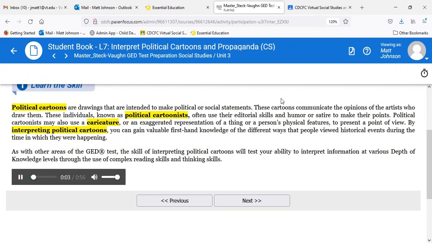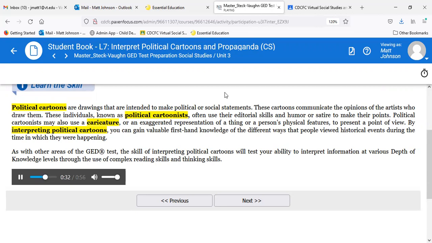Political cartoons are drawings that are intended to make political or social statements. These cartoons communicate the opinions of the artists who draw them. These individuals, known as political cartoonists, often use their editorial skills and humor or satire to make their points. Political cartoonists may also use a caricature, or an exaggerated representation of a thing or a person's physical features, to present a point of view.